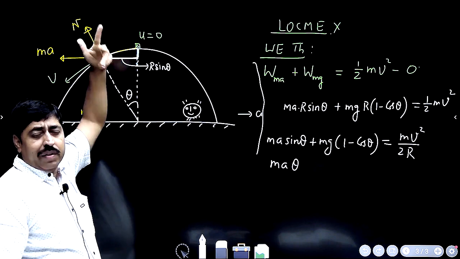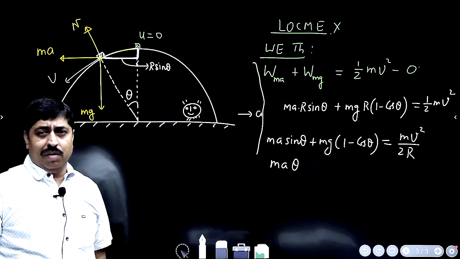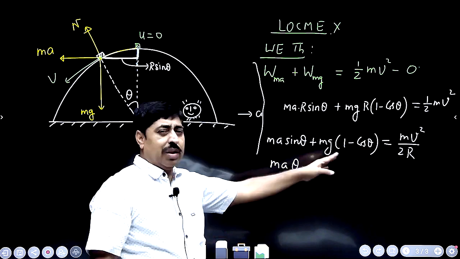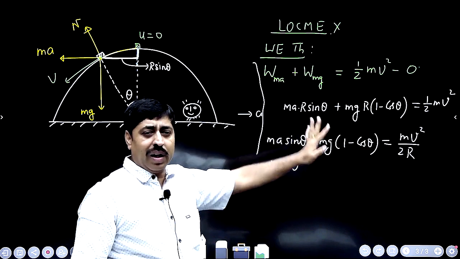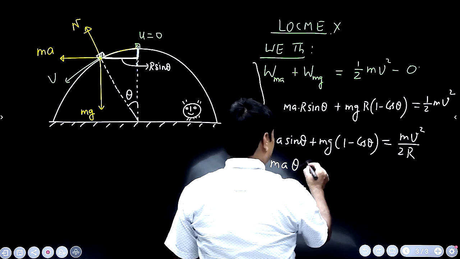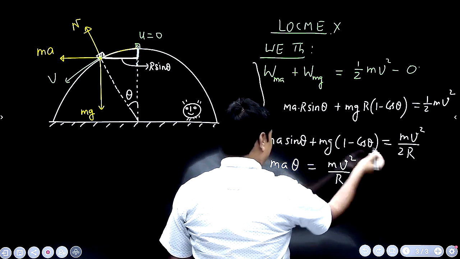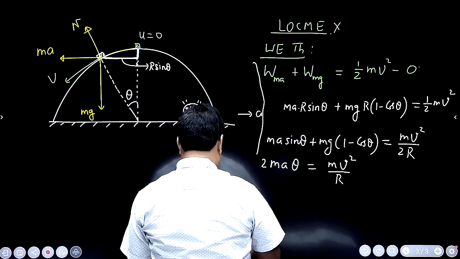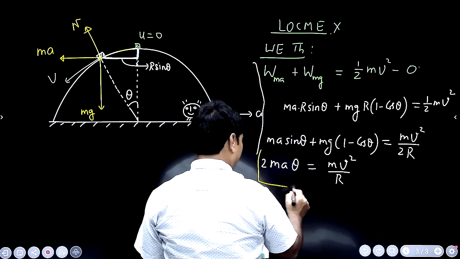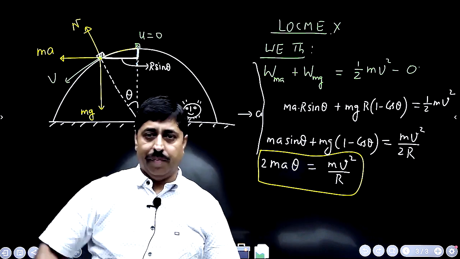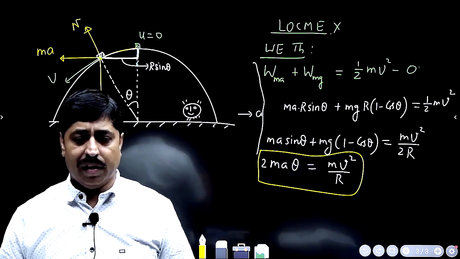So, work done by gravitational force is almost negligible. We can neglect it. So, 1 minus cos theta is almost 0. Let us agree to neglect that. So, ma theta is mv square by r. Let me bring 2 on this side. So, this is the equation that I was looking for. mv square by r is 2 ma theta. Mota moti, this is correct.